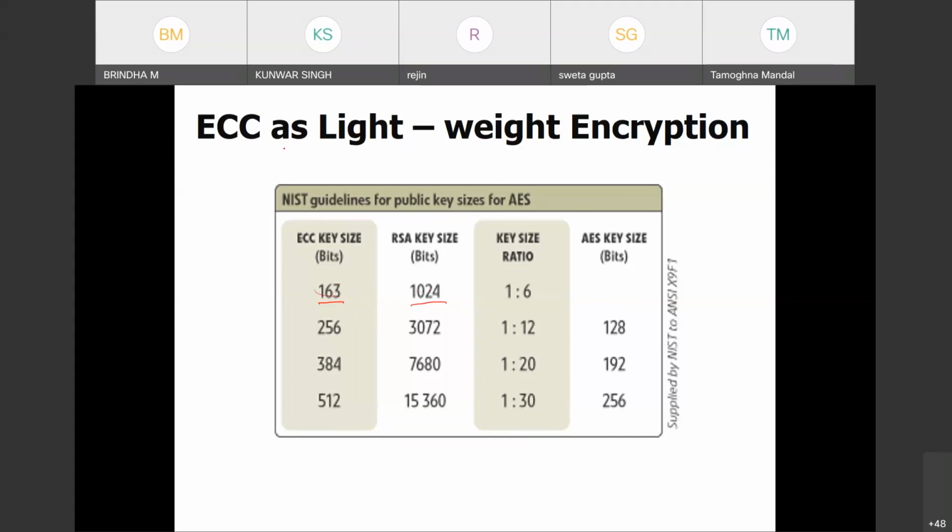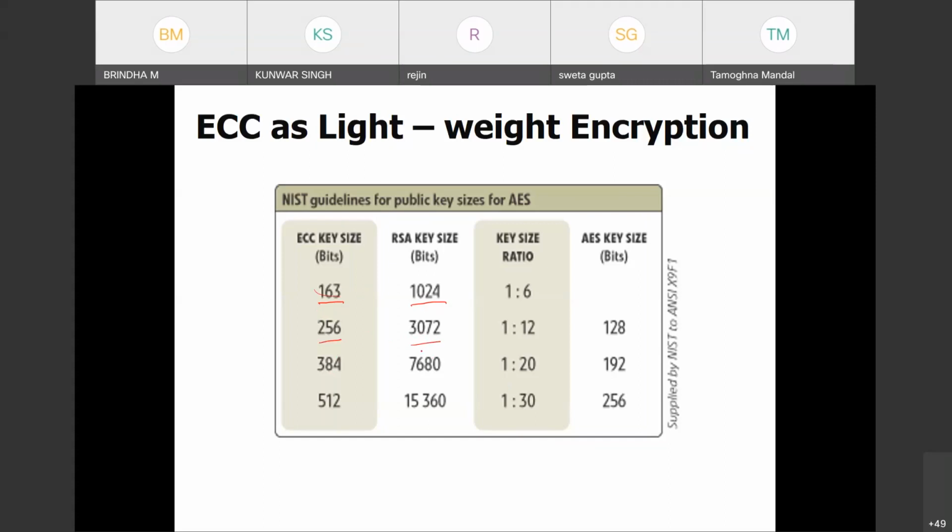So that's why it is part of lightweight encryption schemes. ECC is also called a lightweight public key encryption scheme. Among RSA, ElGamal, and ECC, ECC is the lightweight one. You can see 256 bits is equivalent to 3072 bits. That much efficiency is there.